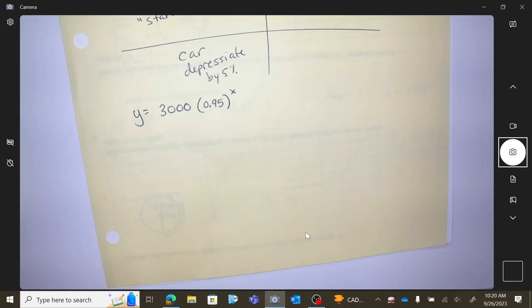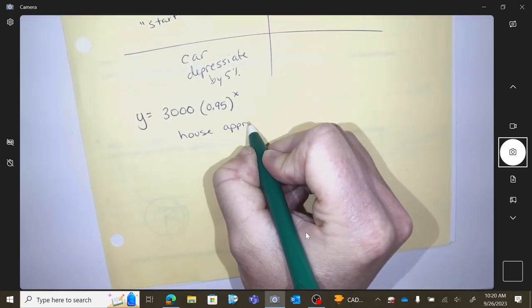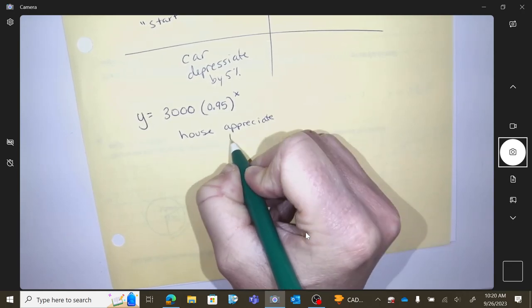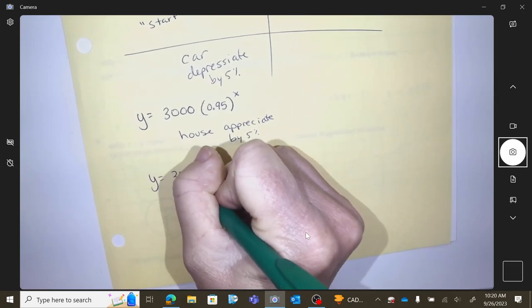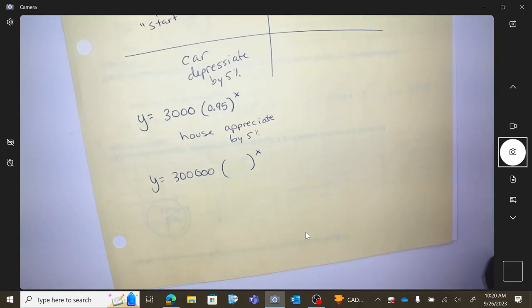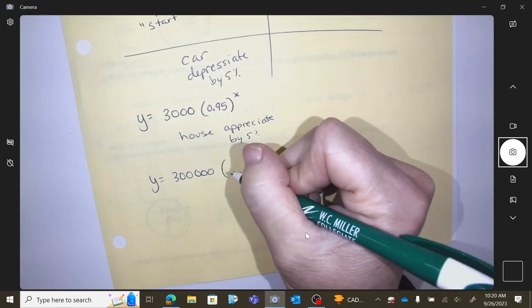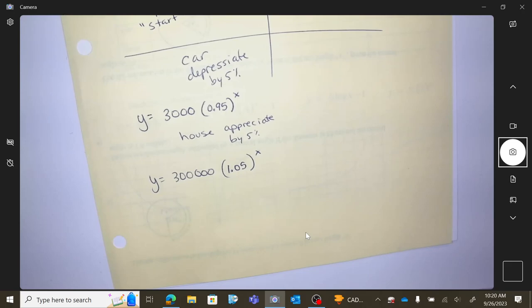Okay? What about a house that would appreciate by 5%? So let's go with a $300,000 house. What would you put in there if you appreciate by 5%? 1.05. Remember, you always start at 100% as a baseline, and you can either go up from 100 or down from 100. Okay, so that's important to know.